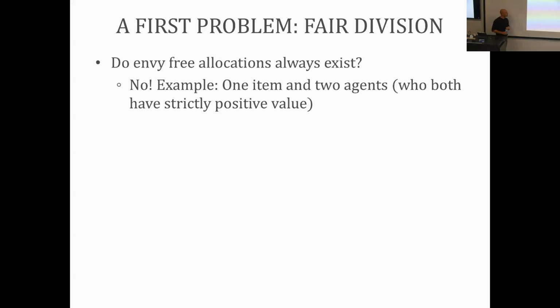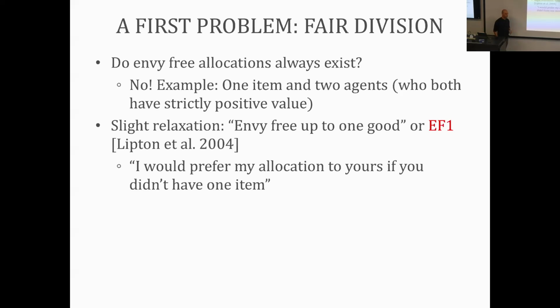The easiest way to see this is one item. One item, 2 agents. Who gets it? The other person envies. Nothing you can do. But that's not a problem. We have approximation algorithms. We can approximate envy. So we can relax it. This is the most popular relaxation of envy-freeness: envy-freeness up to 1 good.